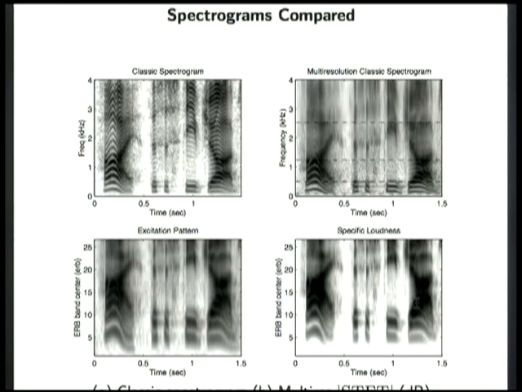And then finally the specific loudness, which is the non-linearly enhanced excitation pattern. And so you can stare at these and get a feel for the differences. One thing you really see is that the classic spectrogram gives you much more information toward resolving harmonics and estimating fundamental frequency and that sort of thing. And so it is an example of when you would use the classic spectrogram over the perceptual spectrogram, right?